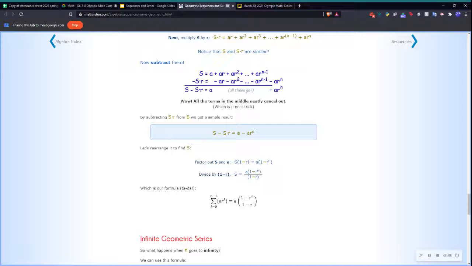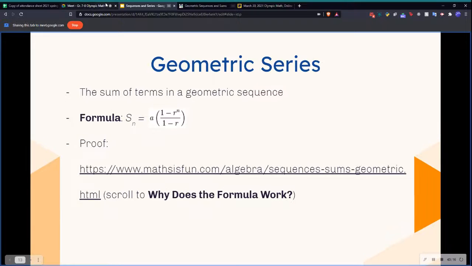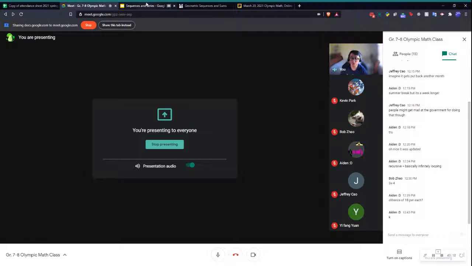Are there any questions about this proof? Or the slide? Let's go back to the slide. Hopefully you guys have enough time to actually get that equation down. Any questions?